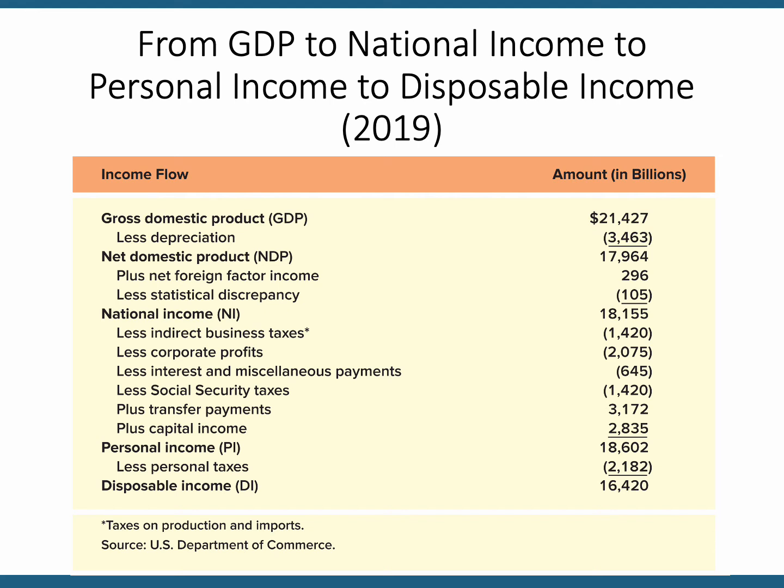So just ignore that for the moment. All right, so you have GDP, you subtract depreciation, you add net foreign factor income, that gives you national income, the total amount of income earned in our economy within our borders.